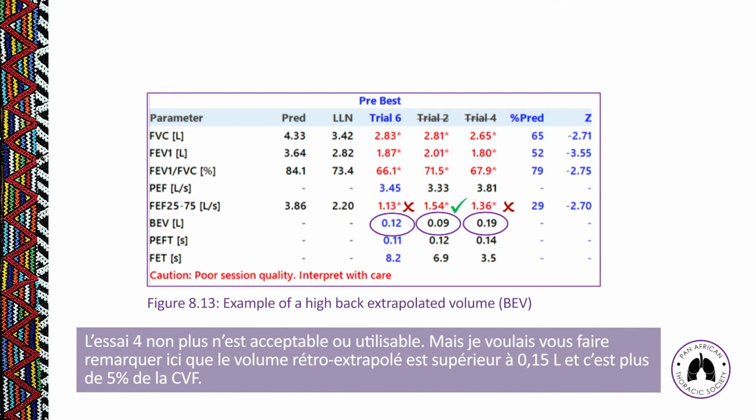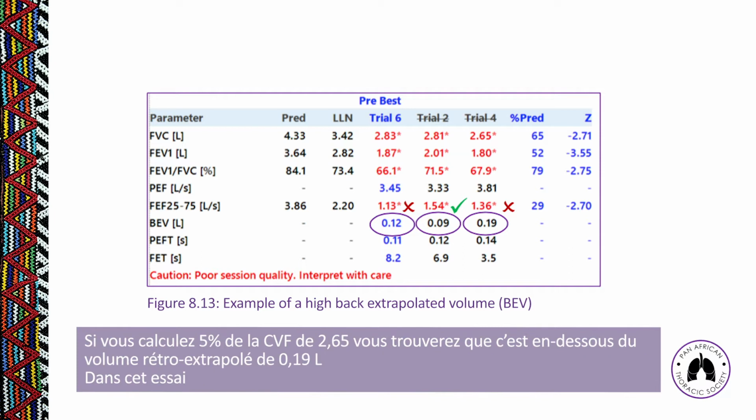But I just wanted to point out here that the back extrapolated volume is higher than 0.15 liters, and it's higher than 5% of the FEC. So if you had to calculate 5% of this FEC being 2.65, you would find that it is far less than the back extrapolated volume of 0.19 liters in this test.